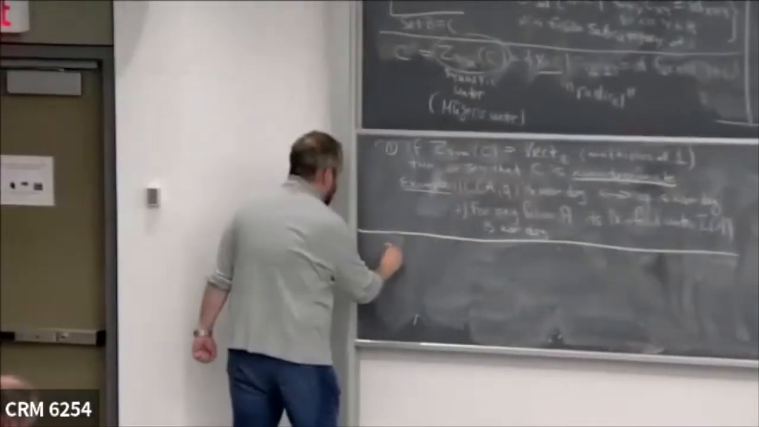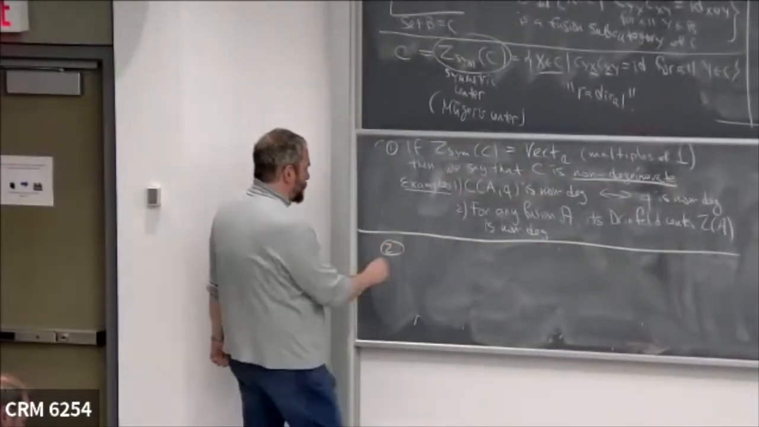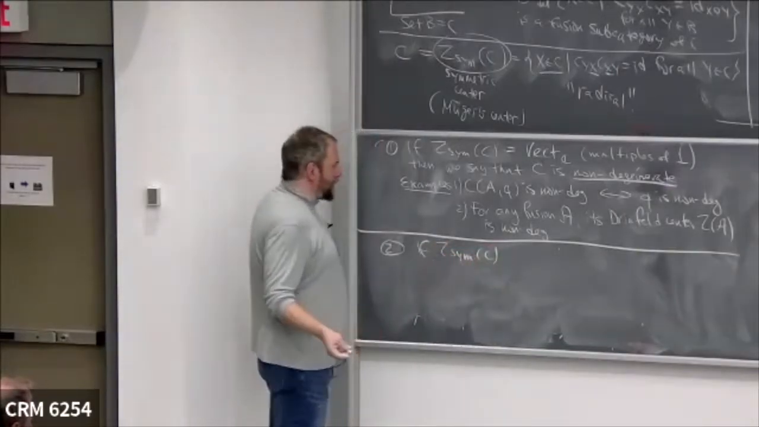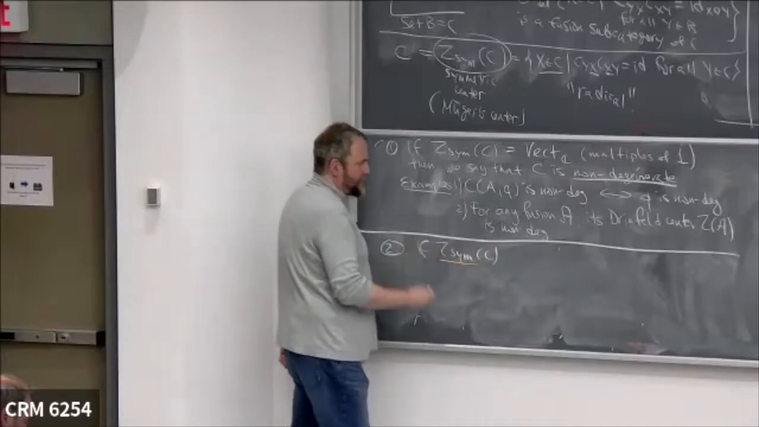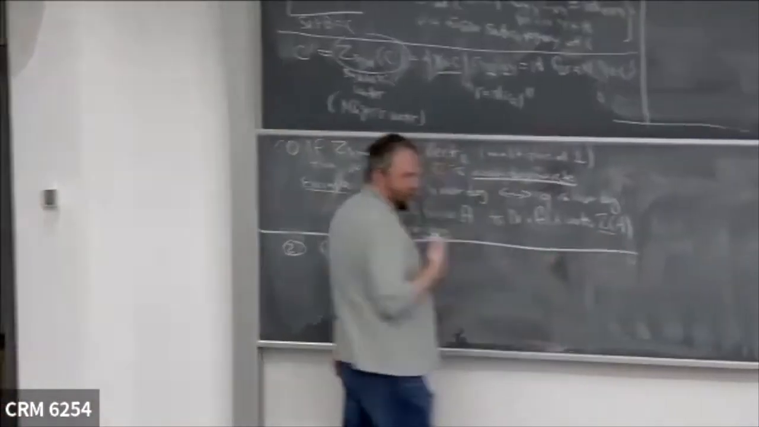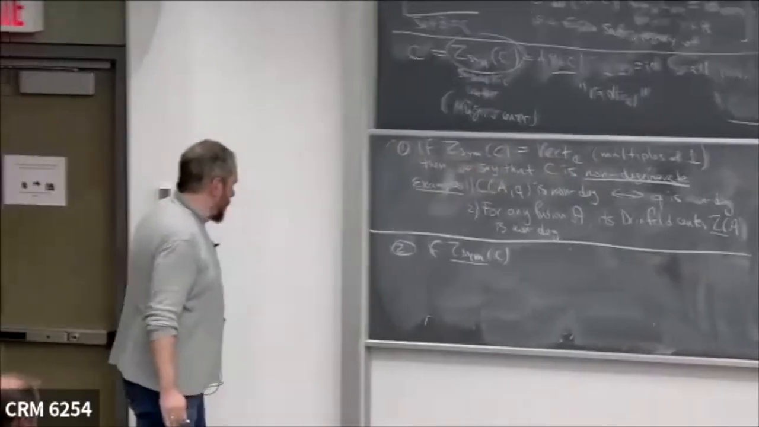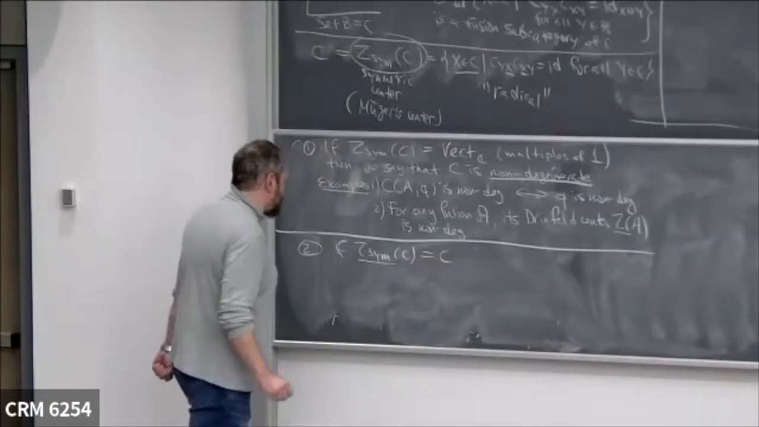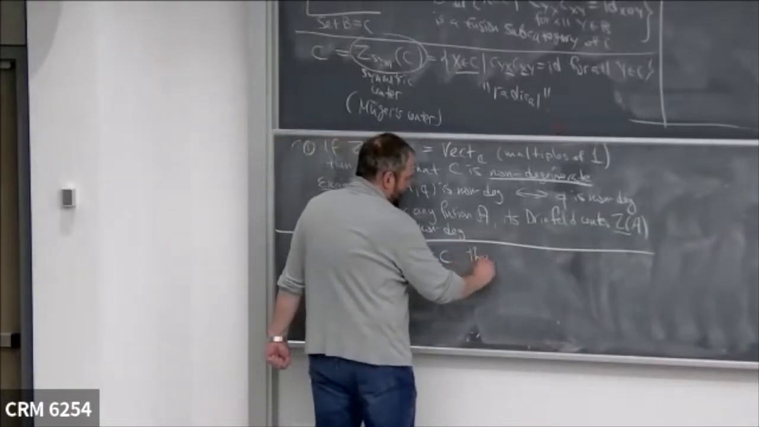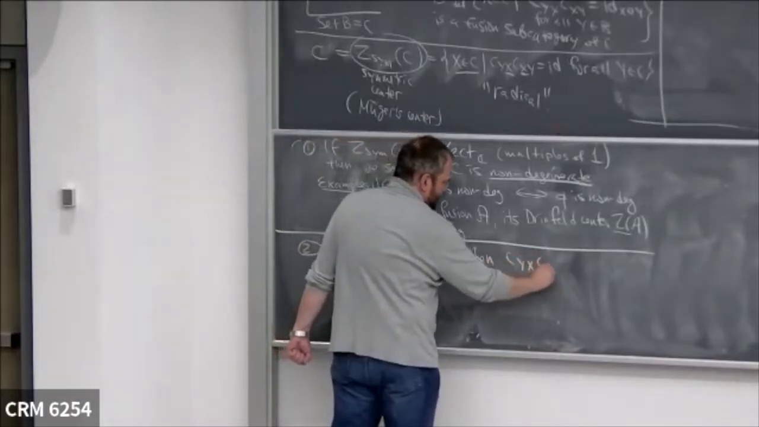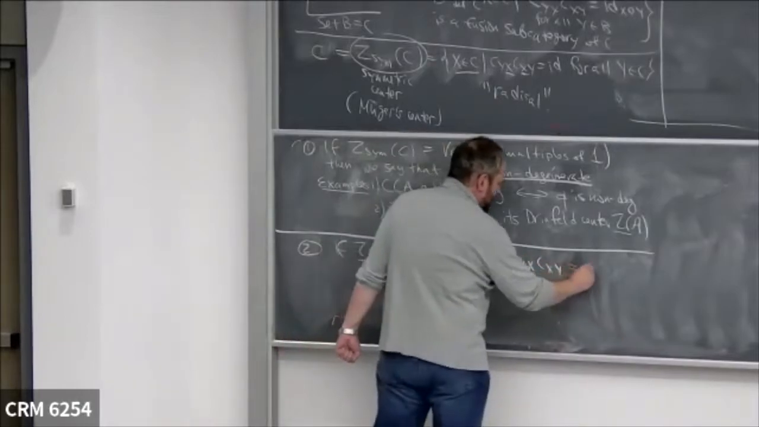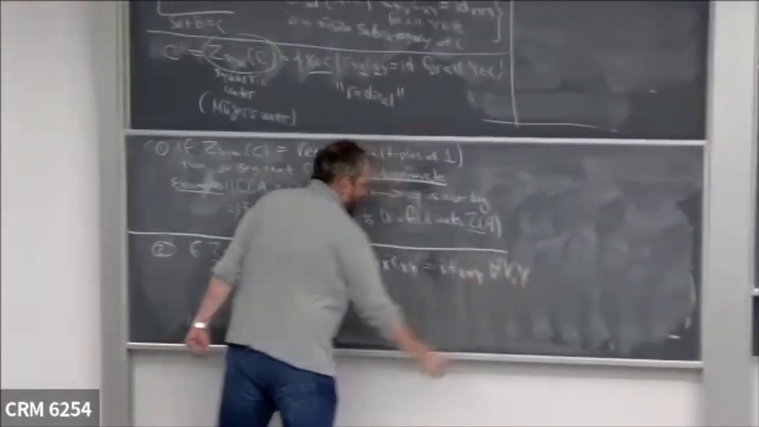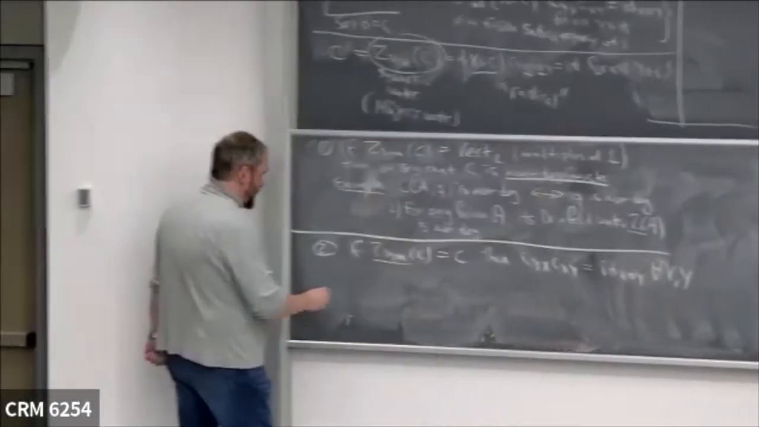Next, here is another extreme. If the symmetric center of C, and please don't be confused by this notation, I always write Z symmetric for the symmetric center and Z for the Drinfeld center, so there should not be a confusion. If the symmetric center is the whole category C, then the squared braiding is identity for every pair of objects. And such a category is called symmetric.